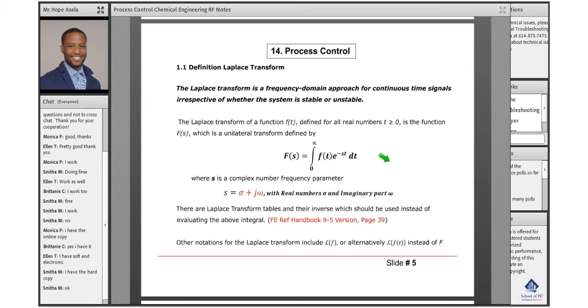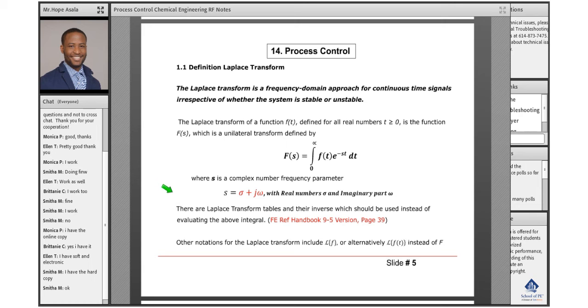The parameter s is a complex frequency parameter. The unit of that is per second, because frequency is per second, so the unit of s is per second. It can have a real part, and it can have an imaginary part.